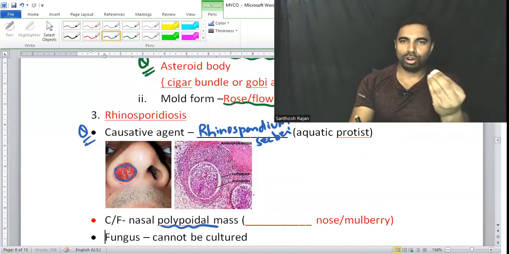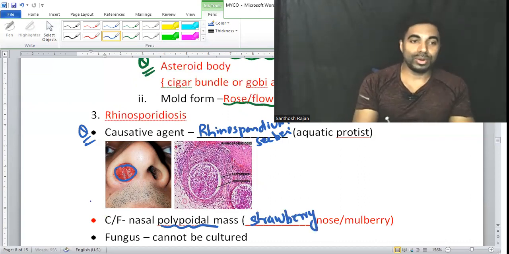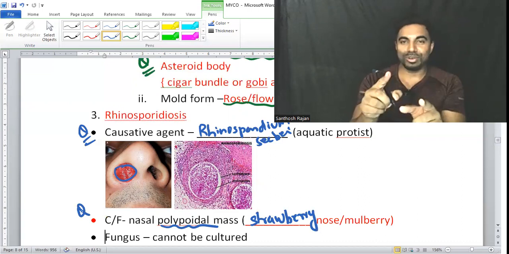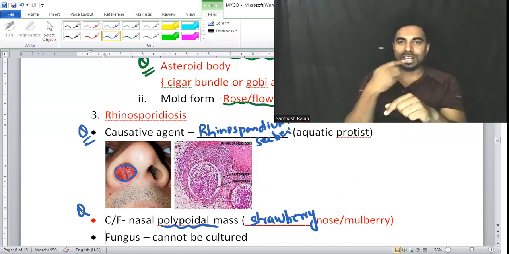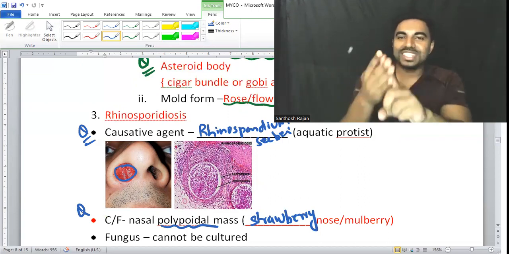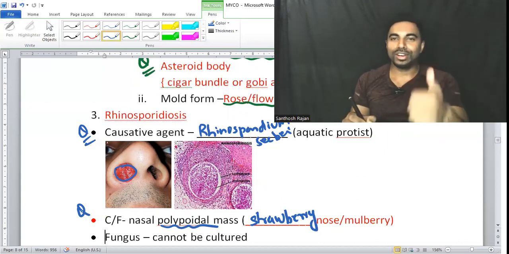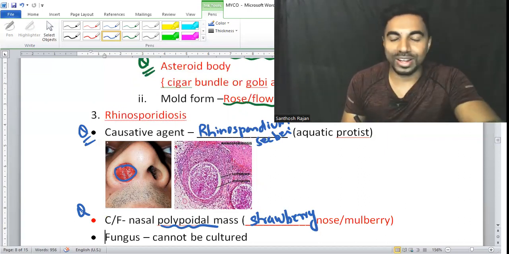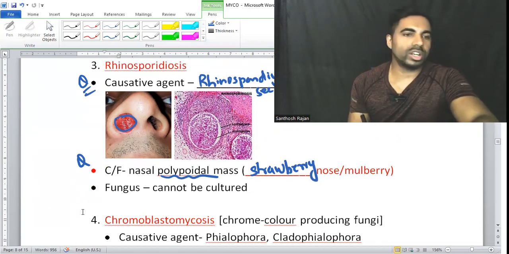It looks like what fruit? Strawberry nose. I'm going to repeat it fast. There are other strawberries, if you remember. Strawberry tongue is in scarlet fever. Strawberry lips are in Kawasaki disease. And one more, strawberry vagina, is seen in Trichomonas vaginalis. And then we have the strawberry nose here, in Rhinosporidium seeberi. How many strawberries you have! Never make a mistake in strawberry. Strawberry nose or mulberry nose. This fungus cannot be cultured.